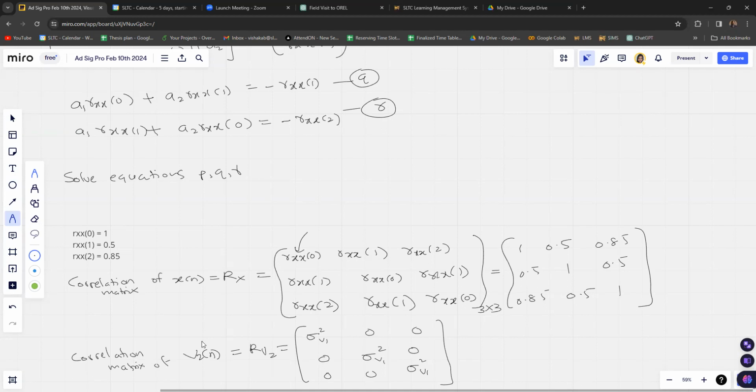We need to add these two signals in the same order so that we can get an output signal from these two signals. So we'll have 0.1 in the diagonal, and all the other elements will be 0. The input correlation matrix to the filter is going to be a combination of Rx and RV2.